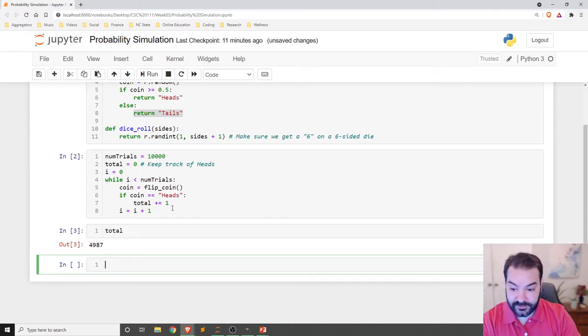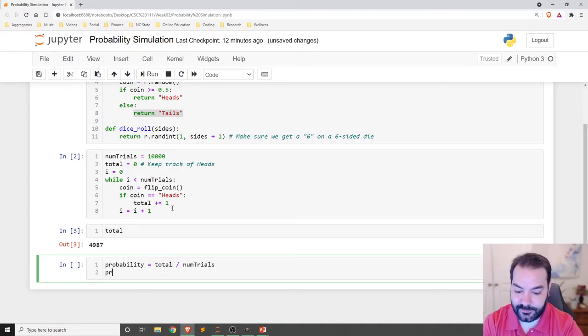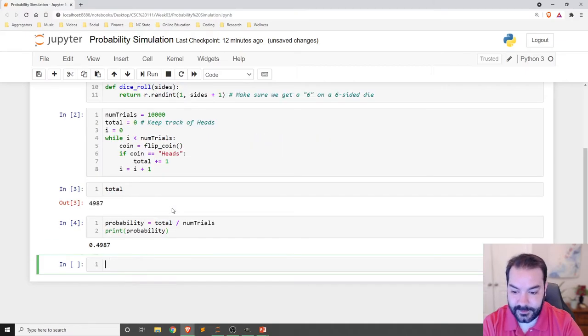Oh, if you see, that's a very interesting number, 4,987, very close to 5,000. And the reason why I say that is our probability would equal our total divided by our num trials. Print our probability. And you see, we're very close to 50%.